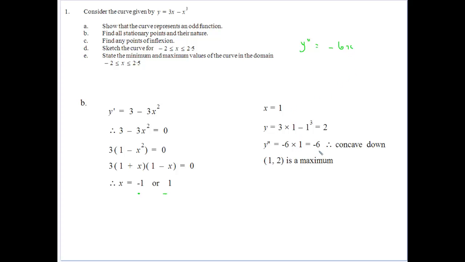We substitute 1 into that, we get negative 6, which means it's concave down, which means that the point 1, 2 must be a maximum. For minus 1, we put minus 1 in and get our y value of minus 2. So when x is equal to minus 1, y equals minus 2. Our second derivative at minus 1 would be minus 6 times minus 1, which gives a positive 6. So our second derivative is positive, so it's concave up, and the point minus 1, minus 2 would be a minimum. So that's our two stationary points and their nature.